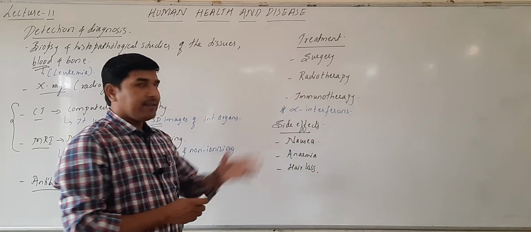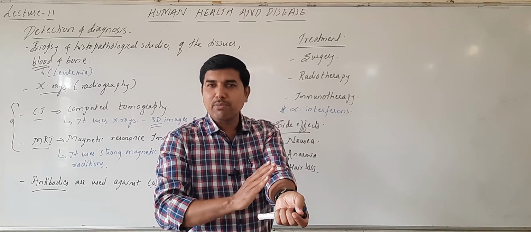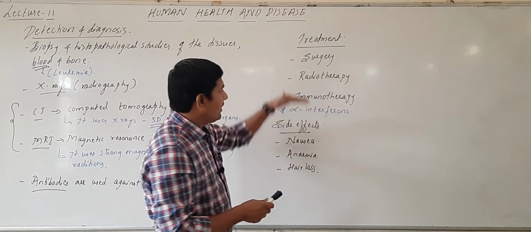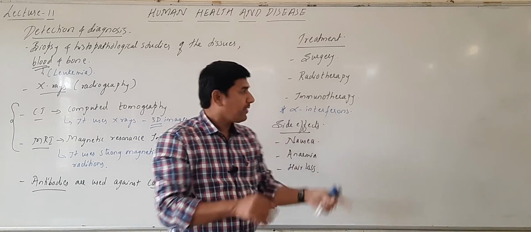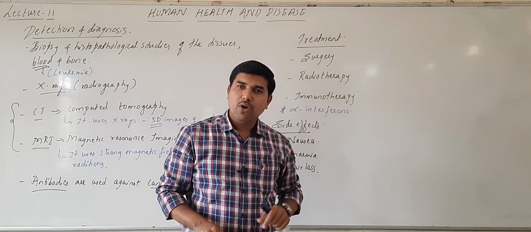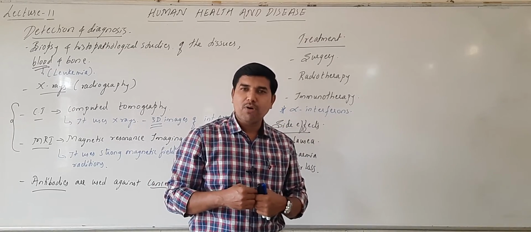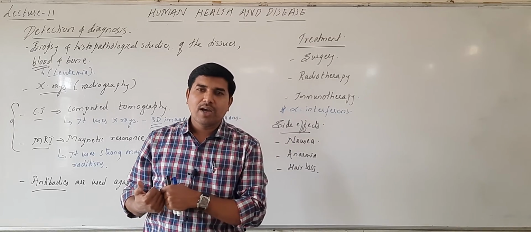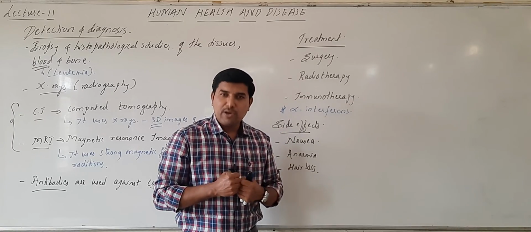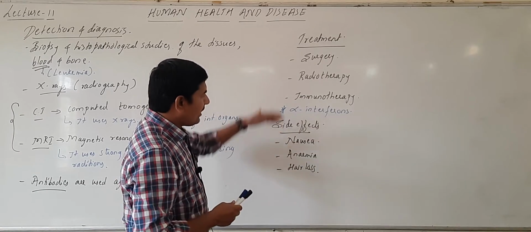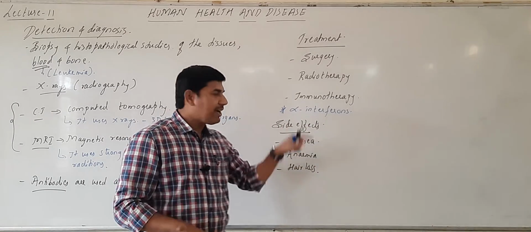Now here surgery, in case of the benign tumor, if a tumor is localized, it can be cut and removed through surgery. Then radiotherapy, through the radiations cancer cells are killed. Immunotherapy or chemotherapy, here we are giving certain chemicals in the form of injections or tablets, so that the cancer cells can be controlled. Then nowadays we are using modified interferons, called alpha interferons.